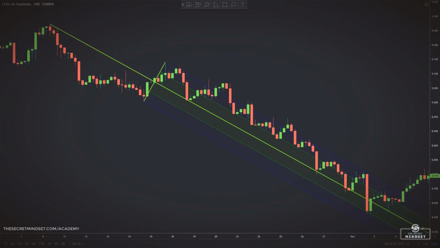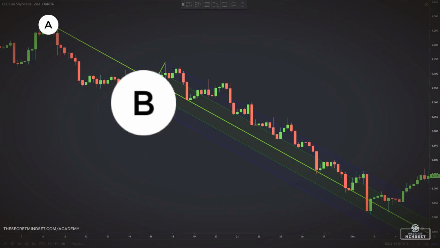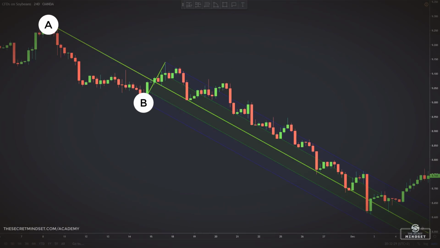Here is another example to make it very clear. We identified the A point as the start of the move. Next, the B point is the end of the first drop. Finally, the C point is the end of the first swing higher.